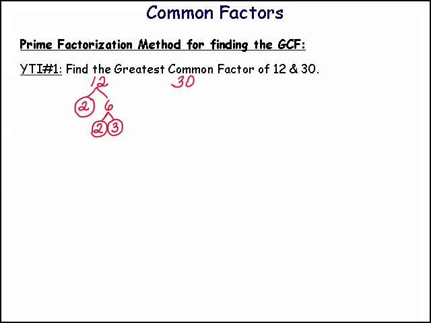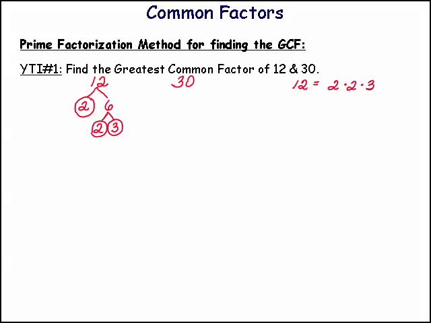So what we have here is that 12 is equal to 2 multiplied by 2 multiplied by 3. And that is what it means to be a prime factorization. You're getting all the factors of 12 that are prime numbers.